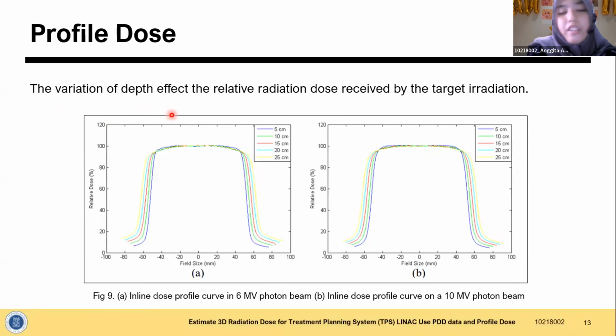The same condition applies to the inline dose profile curve. The relative value for the crossline and the inline dose profile for 10 MV is greater, or larger, than the average relative dose profile for 6 MV photons.